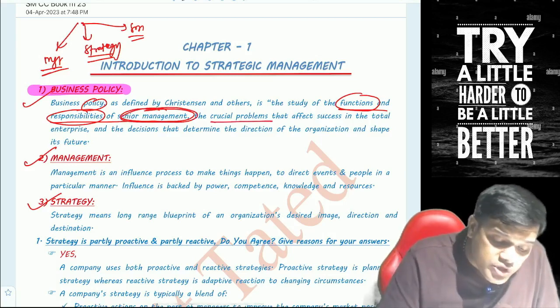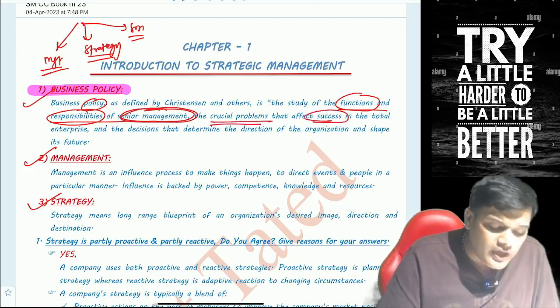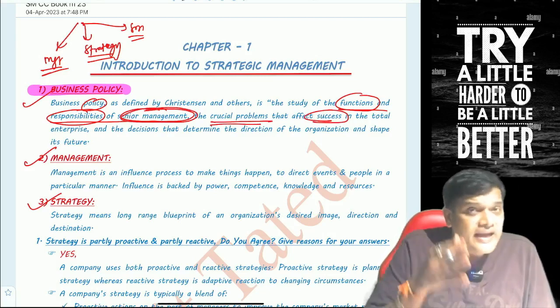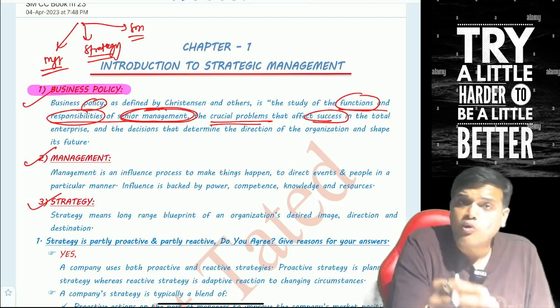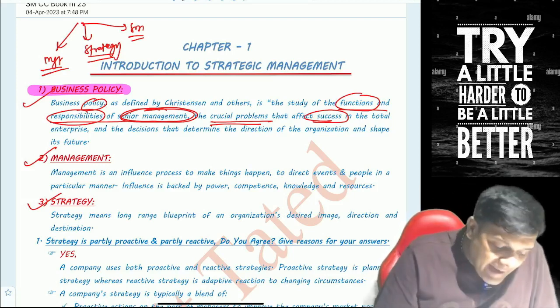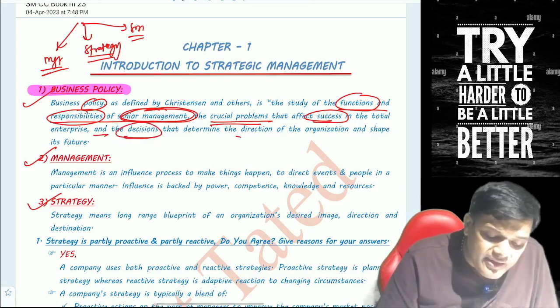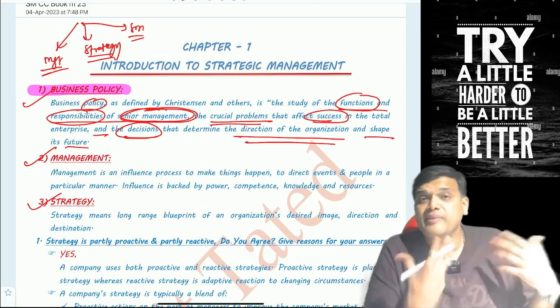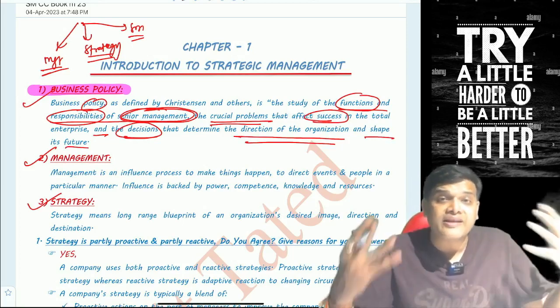Next point, the crucial problems that affect the success of the total enterprise. That is, what are the problems this enterprise may face to achieve success? I want to achieve my goals or objectives. What are the problems which may come during this achievement? And the decisions that determine the direction of the organization and shape the future. That is, what decisions are taken by the organization because of which it can shape its future?